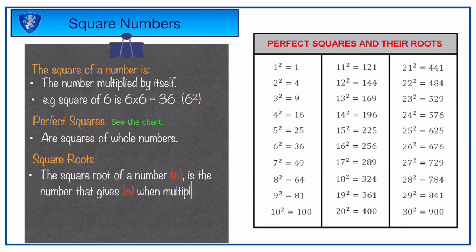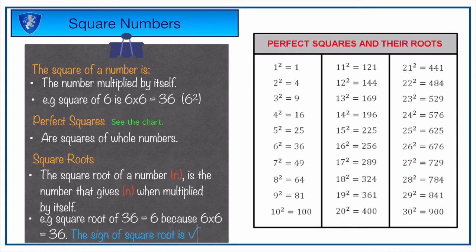The square root of a number n is a number that gives n when multiplied by itself. An example here, 36: the square root of 36 is 6 because 6 times 6 is 36. We've shown you at the bottom here the sign for square root. The opposite of a square is the square root. So if you take, for example, 25, the square root of 25 is 5. Similarly, the square root of 81 is 9.